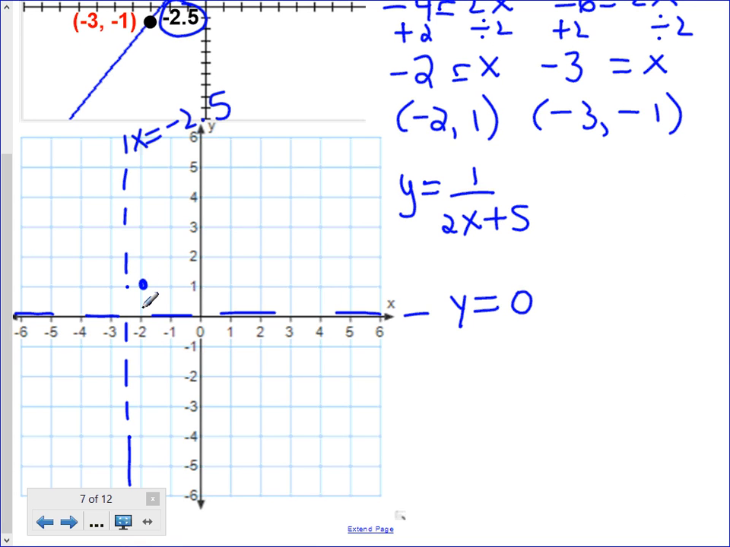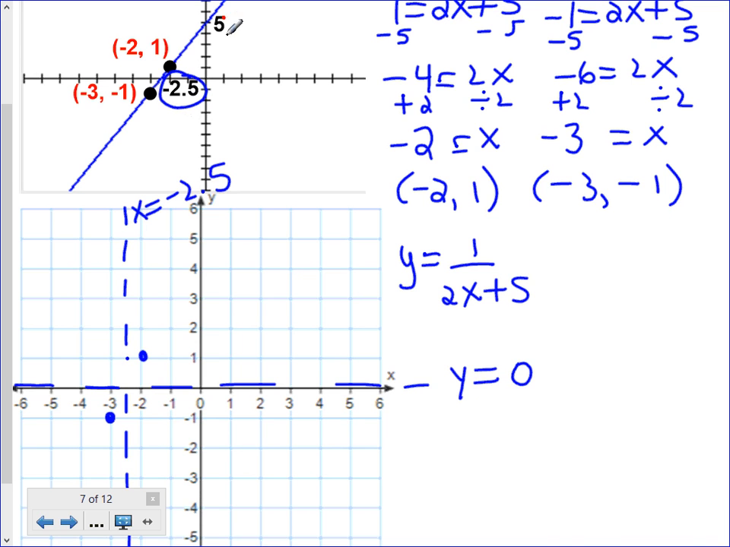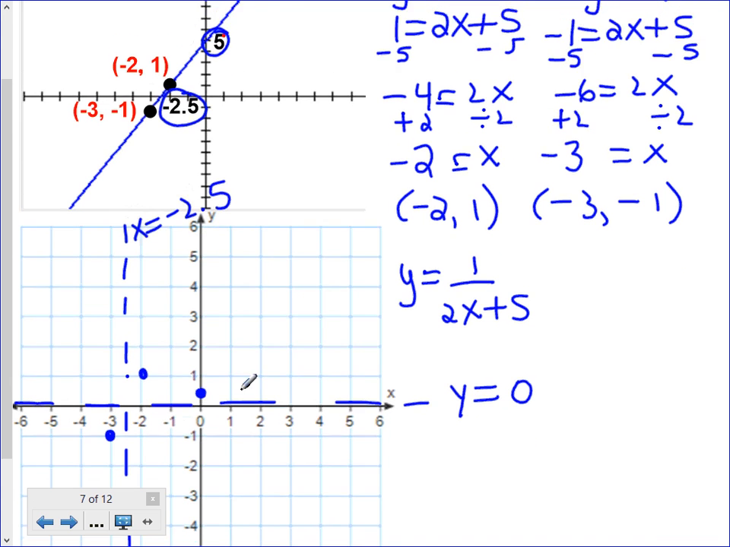So right there, and negative 3 and negative 1, so on either side of the asymptote. I'm also going to graph my y-intercept. So my y-intercept up here of 5, 1 divided by 5 is 0.2. So it's going to be a small number here. Okay, so that's not really enough to graph the graph yet.